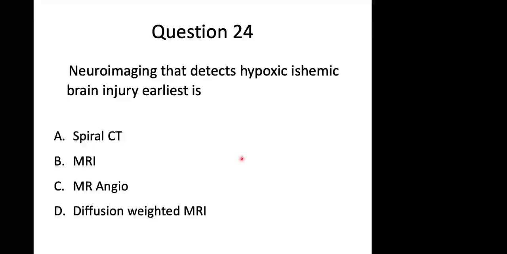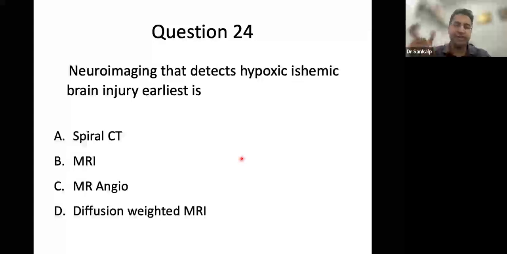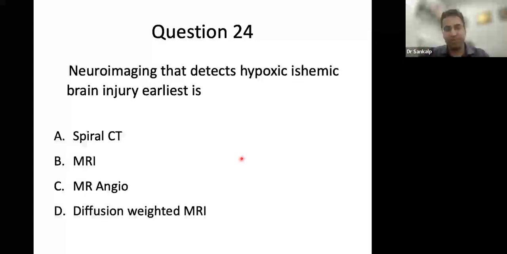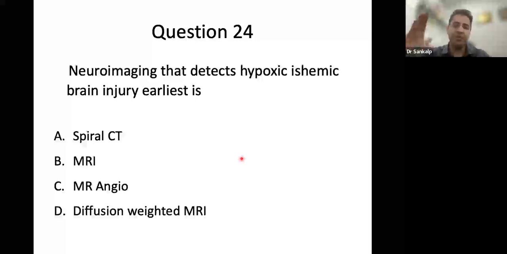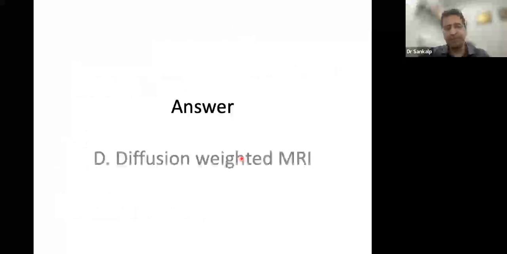Question number 24. Neuroimaging that detects HIE earliest is diffusion weighted MRI. So in diffusion weighted MRI, typically the HIE is seen on day 3 to day 7 of life, right? And we get MRI done in that period. After day 7, there is so-called pseudo-normalization. So for all moderate to severe HIE, if you want to get MRI done, get it between day 3 to day 7 of life, and definitely ask for a diffusion weighted MRI.